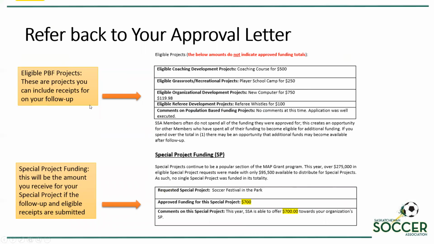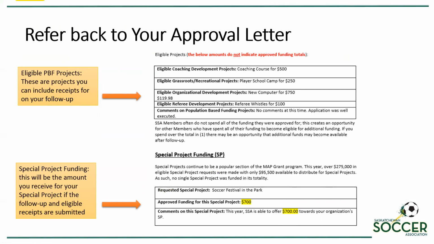At the top here, you will see eligible population-based funding projects. These are the areas in which this organization can spend the $750 and for which they can submit receipts. If they spend more than the $750 in these areas, they would want to submit all the receipts in case more funding becomes available. Projects not in these areas were not in the application and therefore will not be approved.